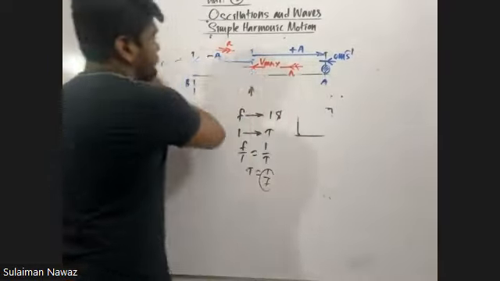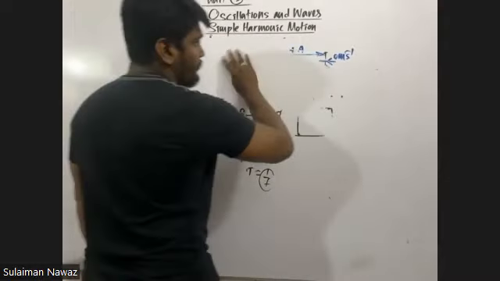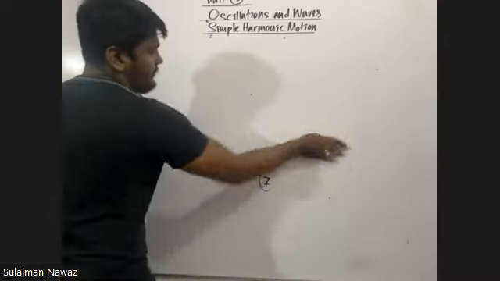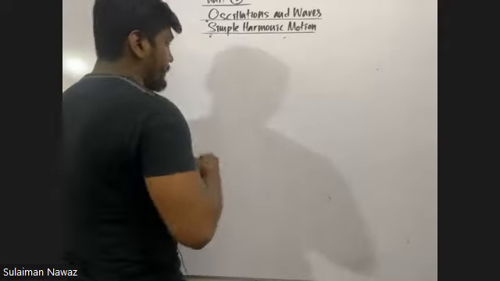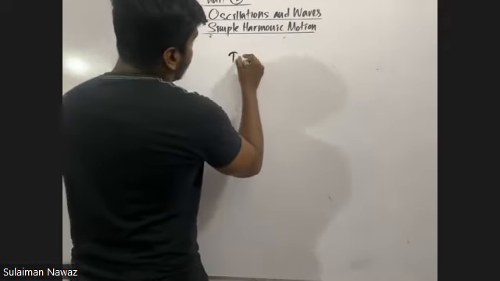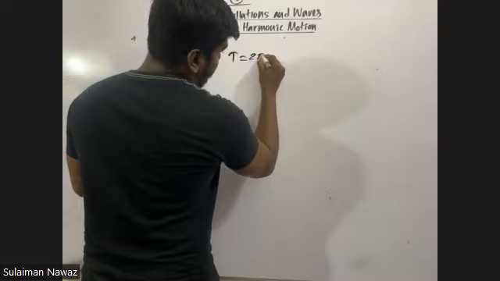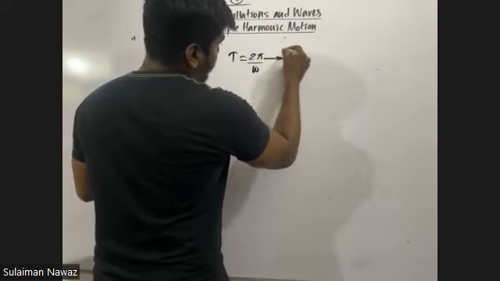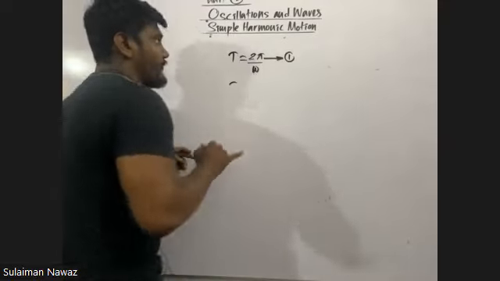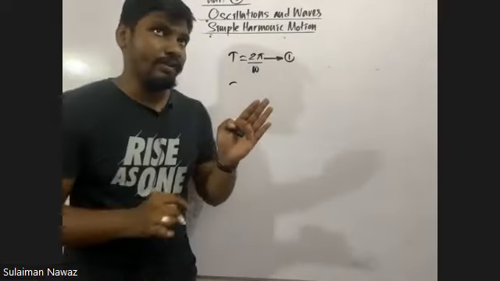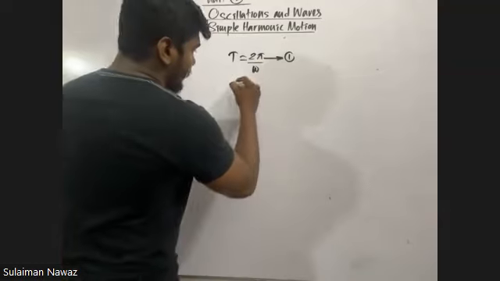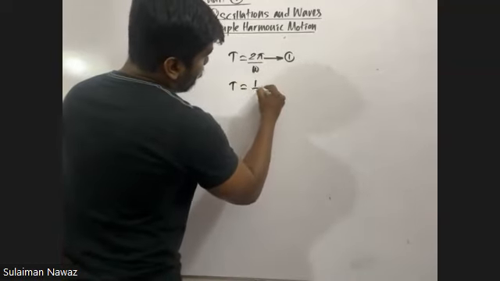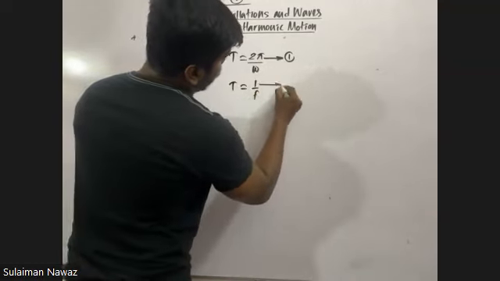Circular motion, right? Now we know that time period capital T equals what? From circular motion we learned T = 2π/ω. Equation 1. Now what's the goal? The relationship between frequency and angular velocity. We also learned that time period equals 1 over f. Equation 2.